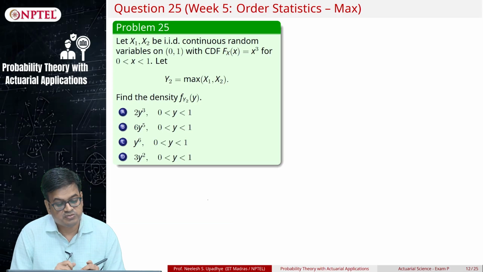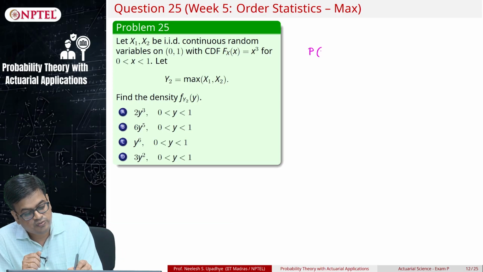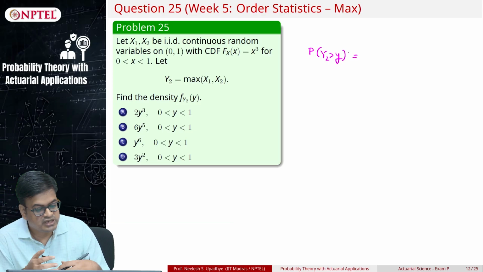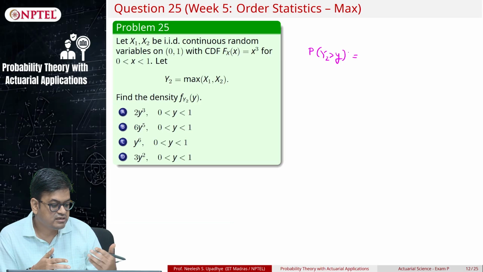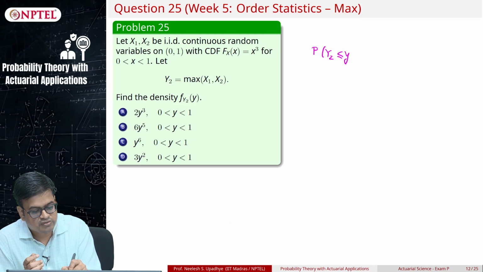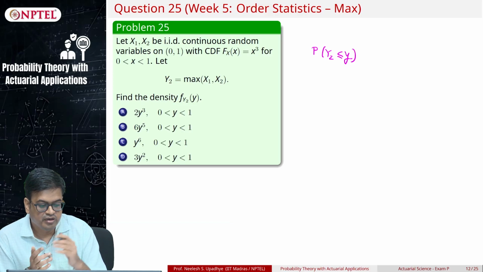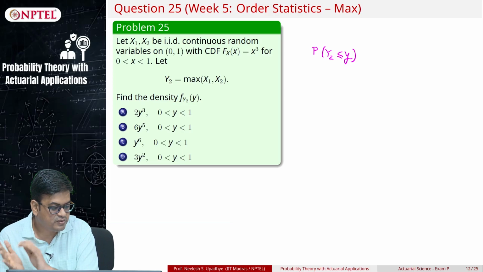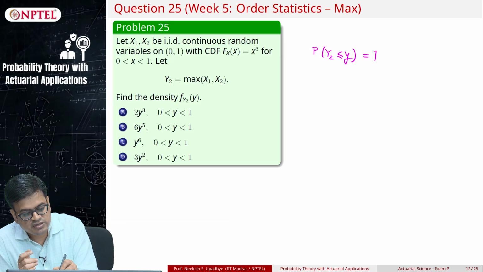Okay. So because it is max, so probability of Y2 greater than y is what? Basically max is greater than, sorry, I will talk about this. Probability of Y2 less than or equal to y is what? Okay. Maximum of X1 comma X2 less than or equal to y. That means the individual terms also must be less than or equal to y.